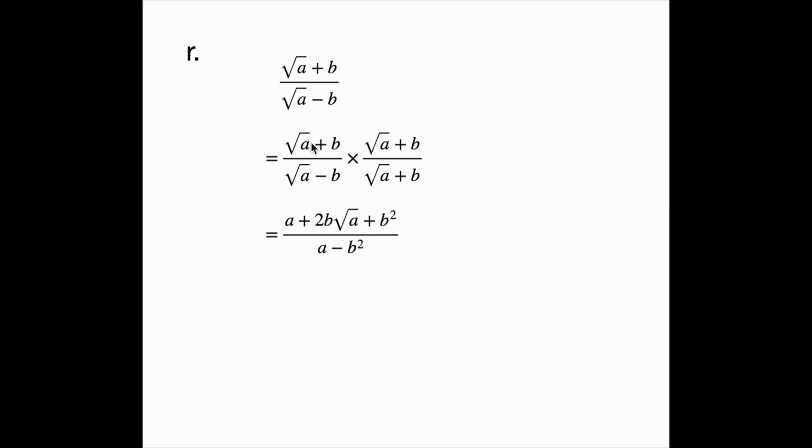On the top, notice I have the top multiplying itself, so square the first term, a. 2 times the first times the last is 2 root a times b. I put the b first just because the root is a little bit more complicated, so it doesn't matter the order you put them in, but this is okay. And then square the last term, b squared. And that's as far as you can go. All right, and that's it for question R.